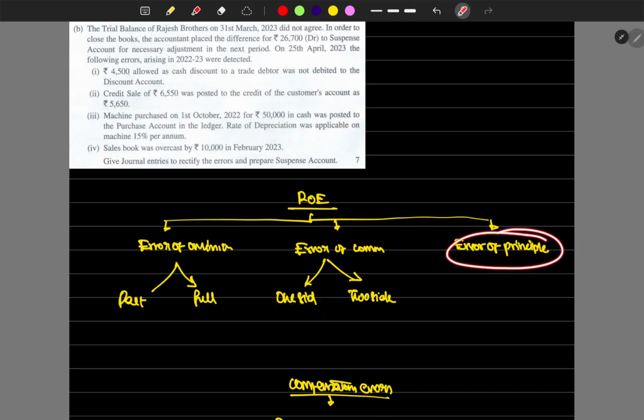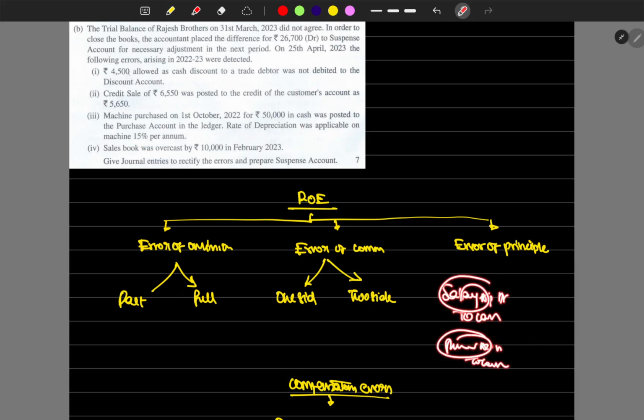Now, error of principle. We have accounting conventions and accounting policies, so if our entries are wrongly posted, for example, salary account debit to cash account is posted as purchase account debit to cash. So salary is posted as purchase. This is the error of principle. So we have to reverse it.